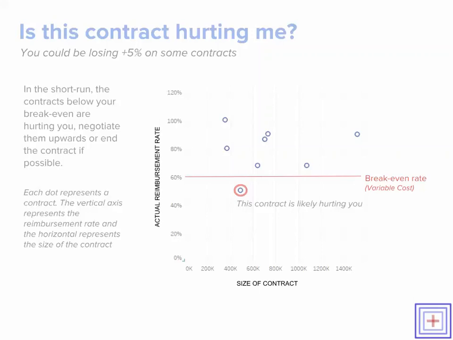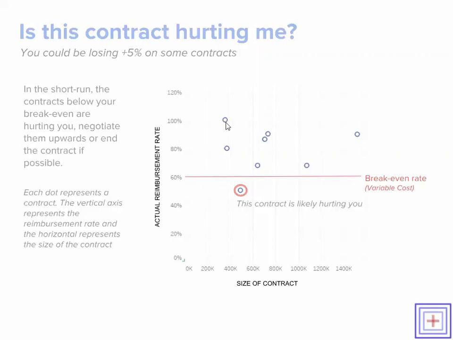So why this matters, for some of your contracts, you could be losing in excess of 5% to your bottom line for those contracts. So it's really important to understand where your contracts end up on this matrix. On your vertical axis, we have your actual reimbursement rate. Remember that we mentioned on the previous slide that for this example, our variable cost structure is going to be at 60%. So that's why we have this red line at 60%. That's our break-even point for this example.